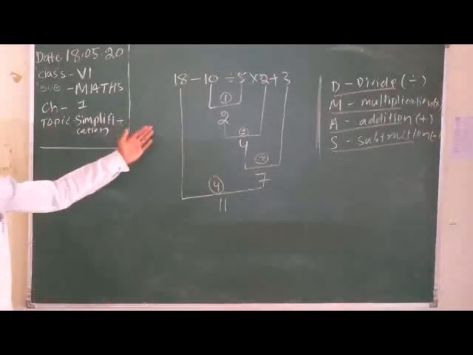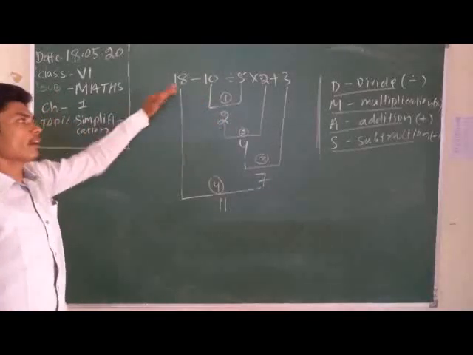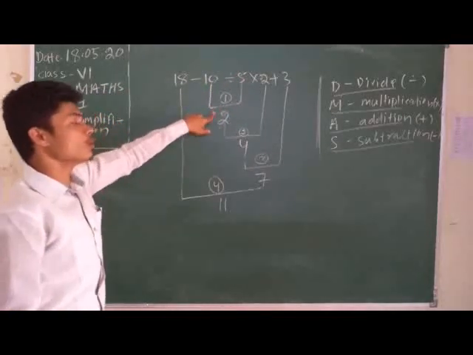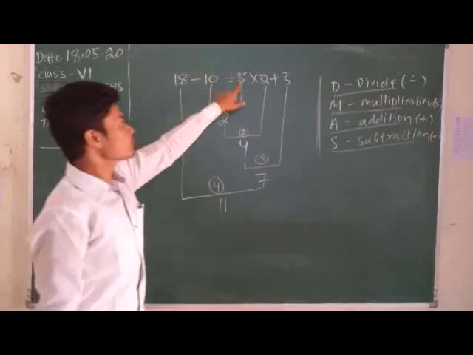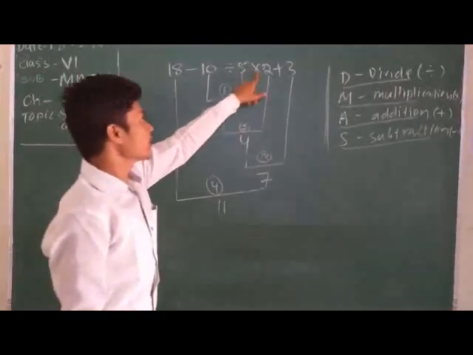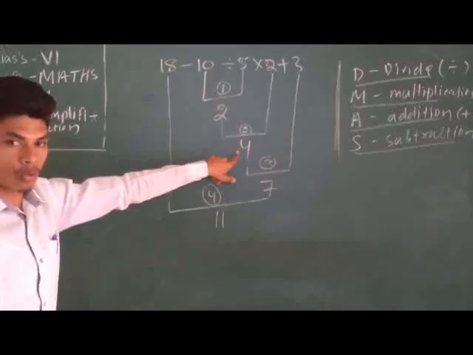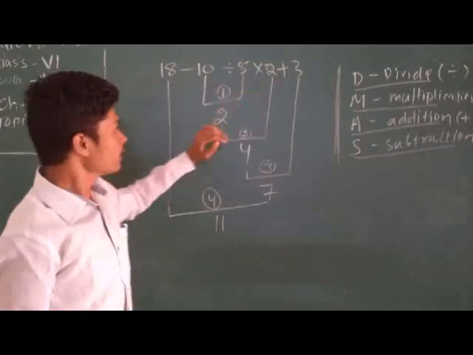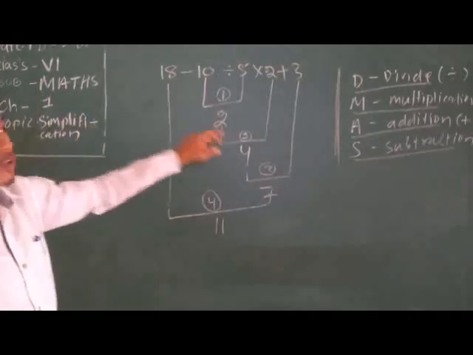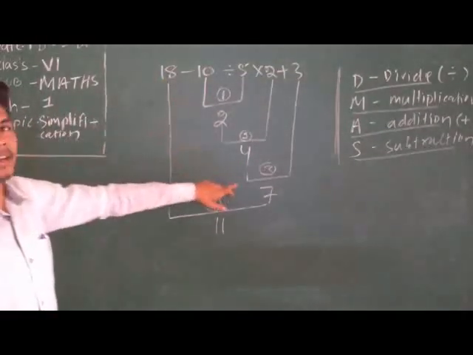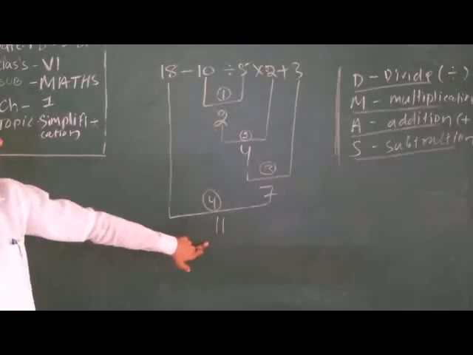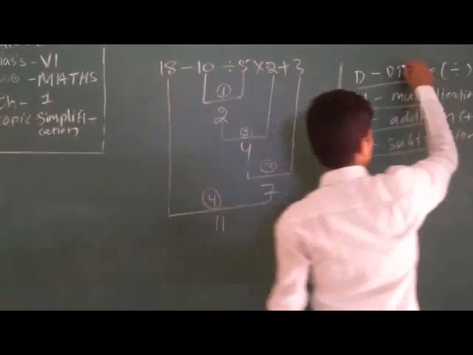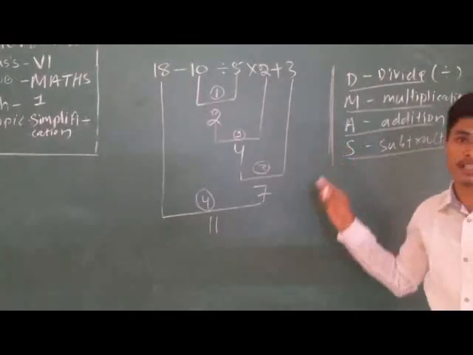Use the DMAS rule and find the answer. First, divide: 10 divided by 5 is equal to 2. Second is multiplication: 2 into 2 is equal to 4. Third is addition: 3 plus 4 is equal to 7. Fourth: 18 minus 7 is equal to 11. Clear about the DMAS rule? Any doubts? The DMAS rule is very easy. You can easily simplify the numbers.